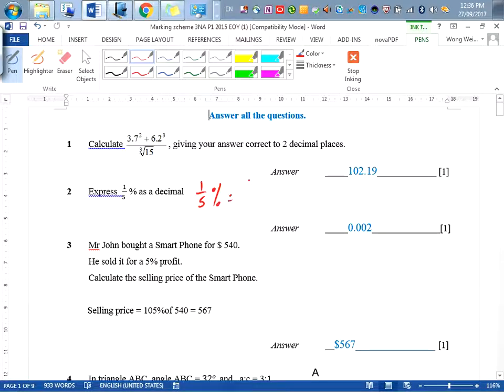1/5% is equal to 1/5 divided by 100. Yes, this is converting from percent to a number. Okay, so this will give me 0.002. No percent. Okay. Next, question 3.